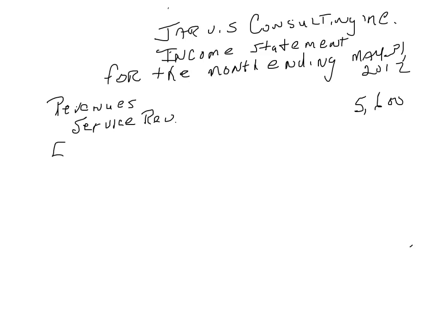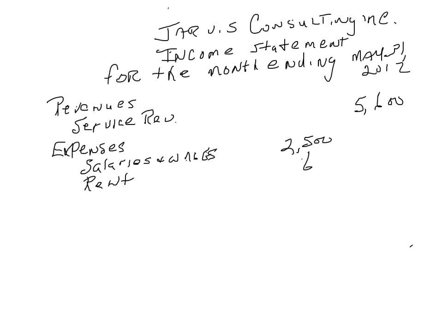Okay. Then we have expenses. First of all, salaries and wages. I don't have to keep putting expense. So I'm going to be adding these up, so I move to the inside column, 2,500. Then there was rent, and that was 600. And then there's utilities, and that was 180. Now you can put these in any order you want, really. And then there's advertising. Okay. And the advertising was 150.